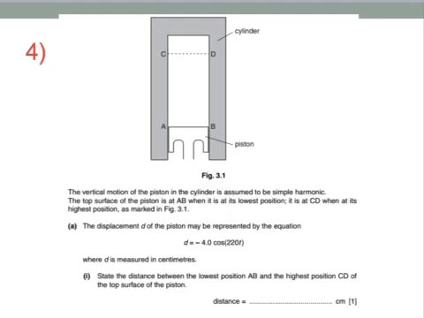How do we know that? Well, if t is 0, cosine of this is 1. So at time 0, d equals -4.